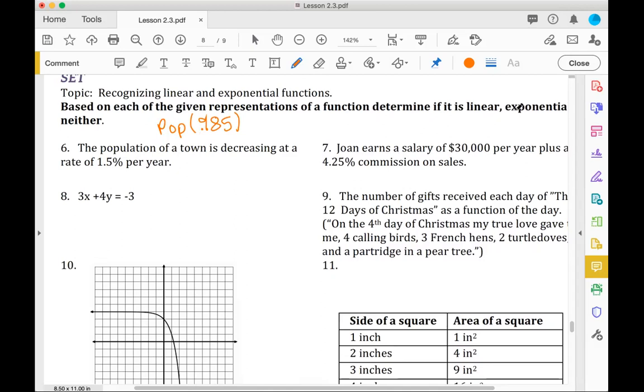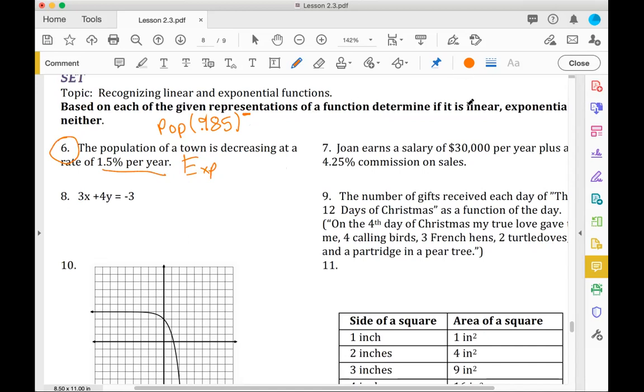So we're just determining if it's linear, exponential, or neither. This is going to be exponential because every year we keep tacking on another 0.985, and that's consistent every year.